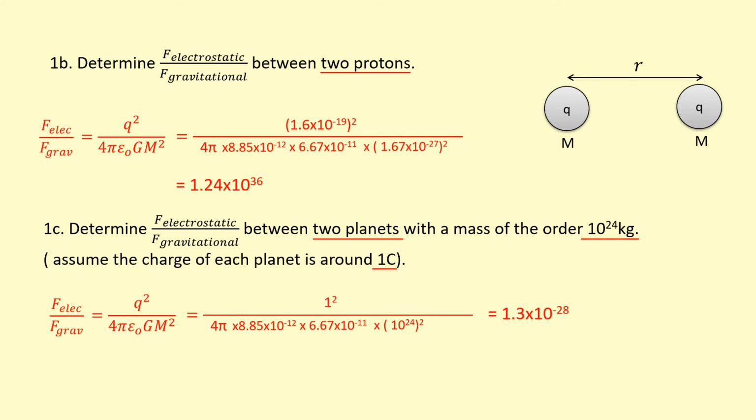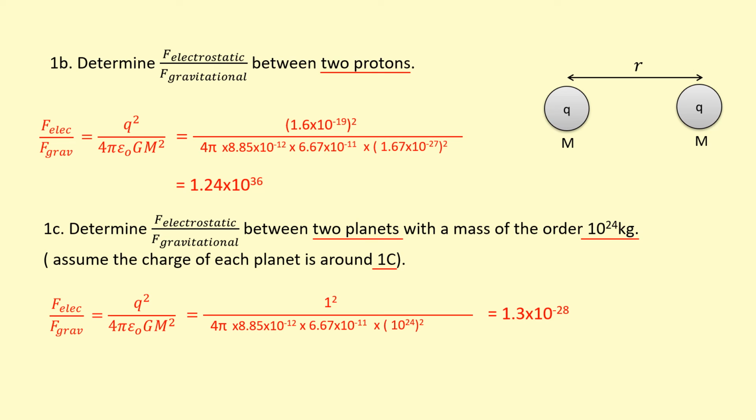which is a very small number. This shows us that the electrostatic force between two planets is negligible compared to the gravitational force of attraction between them. This is why when we're considering force between planets and stars and so on, we tend to ignore the electrostatic force and we just consider gravity.